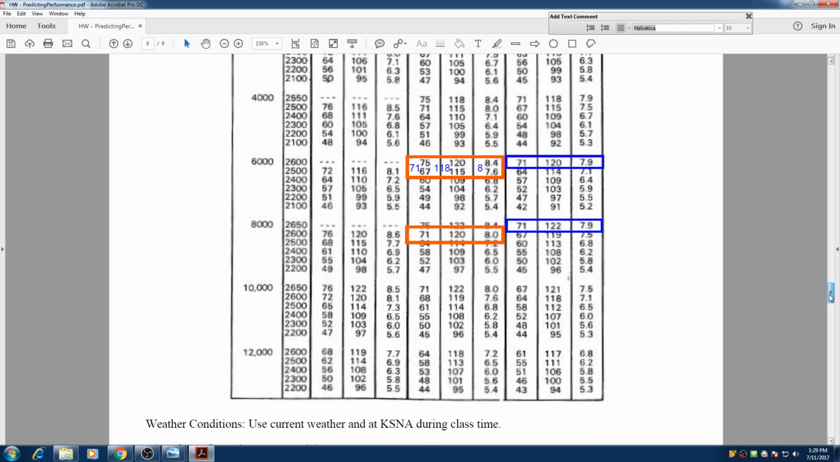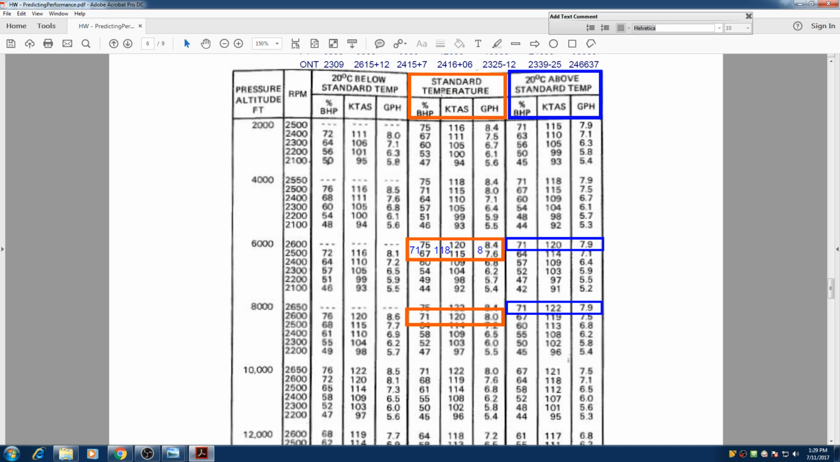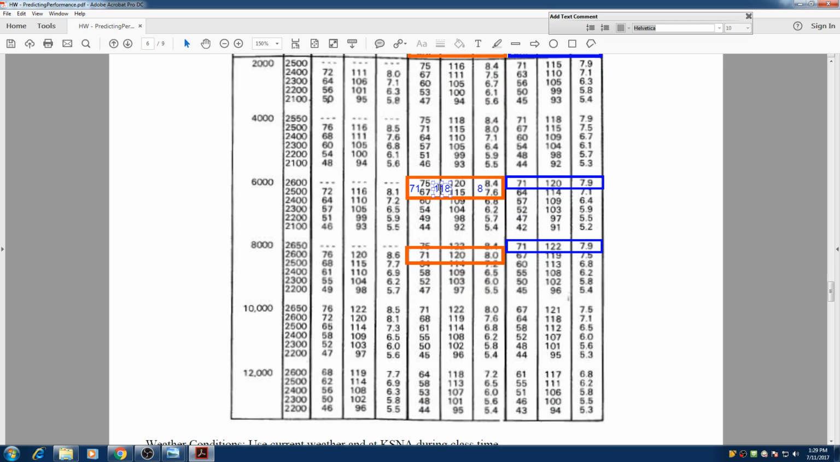I'm going to give you an example first, and then we go over the example that we have here. So if we had to climb to 12,000 and the temperature was standard, we could easily go here and look at these figures. We are interested in 70%. This is easier. So 10,000 feet and 70% gives us roughly 122 knots and 8.0 gallons of fuel. However, for this flight, that's not the case.